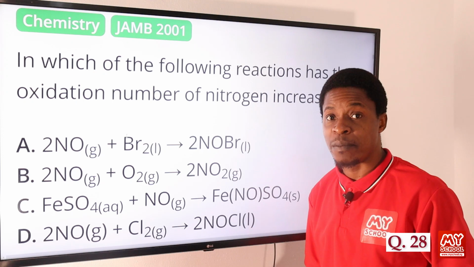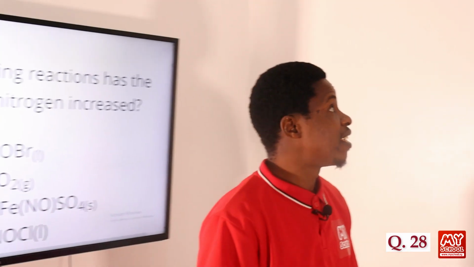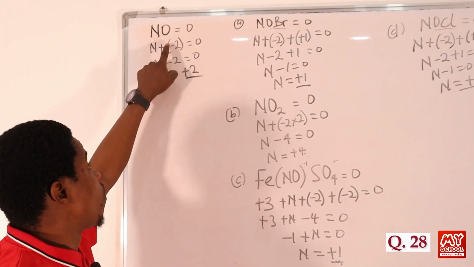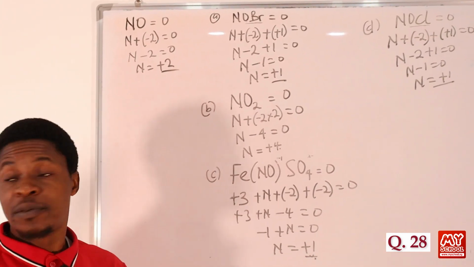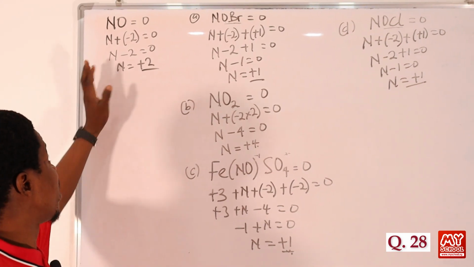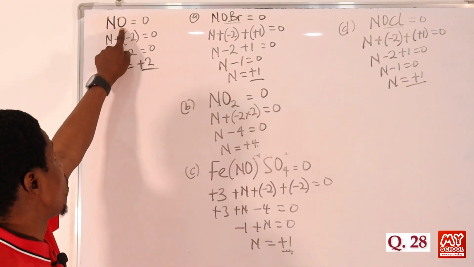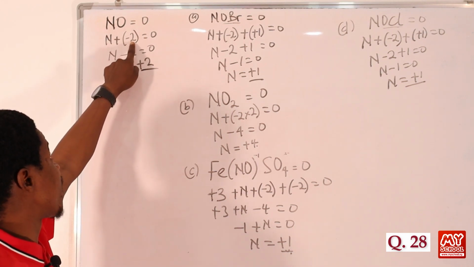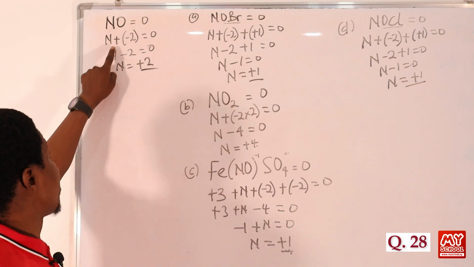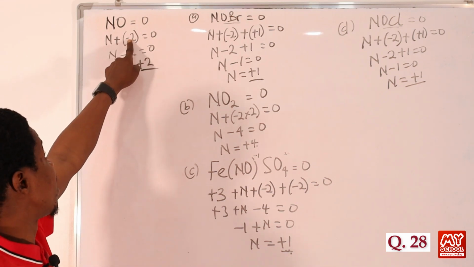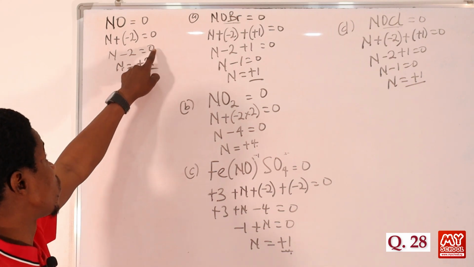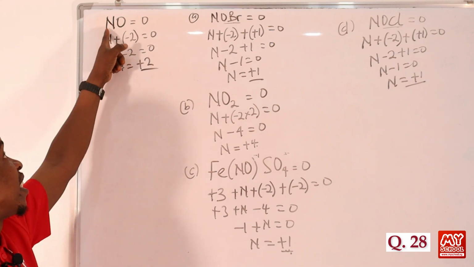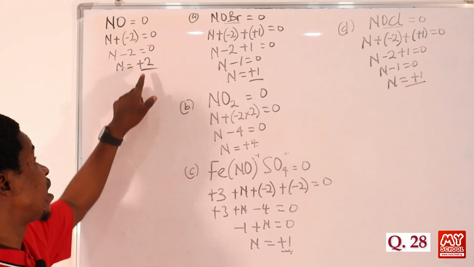So now let's move to the board to see what happens. For this, the oxidation number of NO, of course, NO is common to all the options. Option A, B, C, D, we have it on the left hand side. So nitrogen in NO equals 0, so N plus oxygen, which is -2, equals 0. So N plus (-2) equals 0. So N is equal to +2. Which means nitrogen in NO, in all the options, is actually +2.